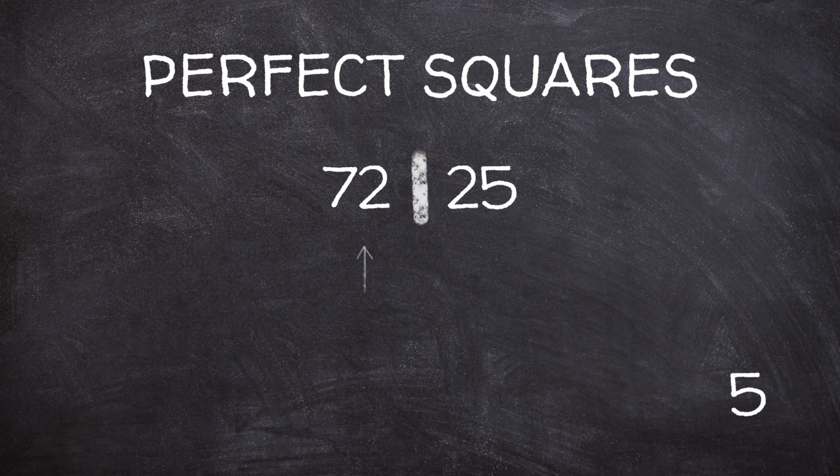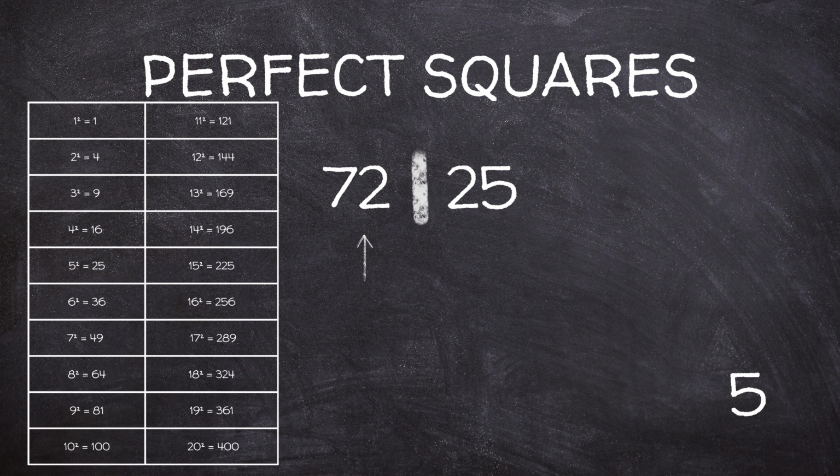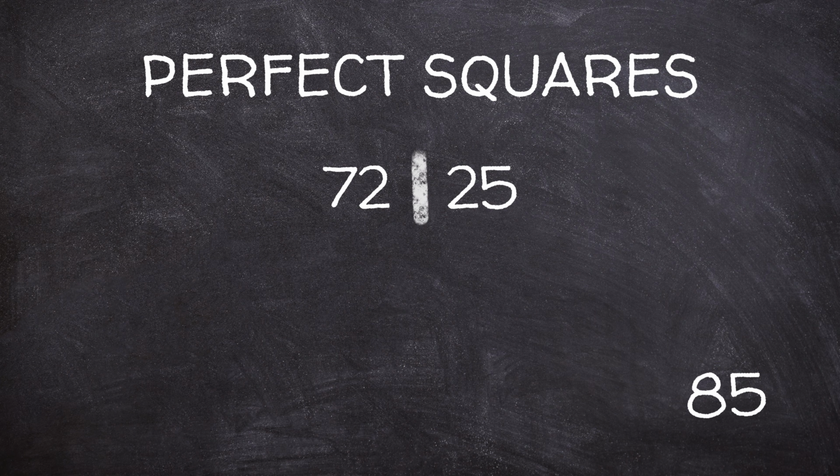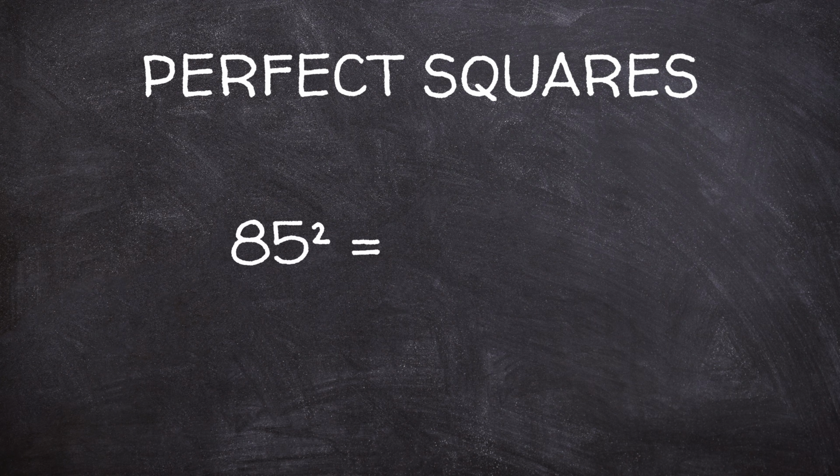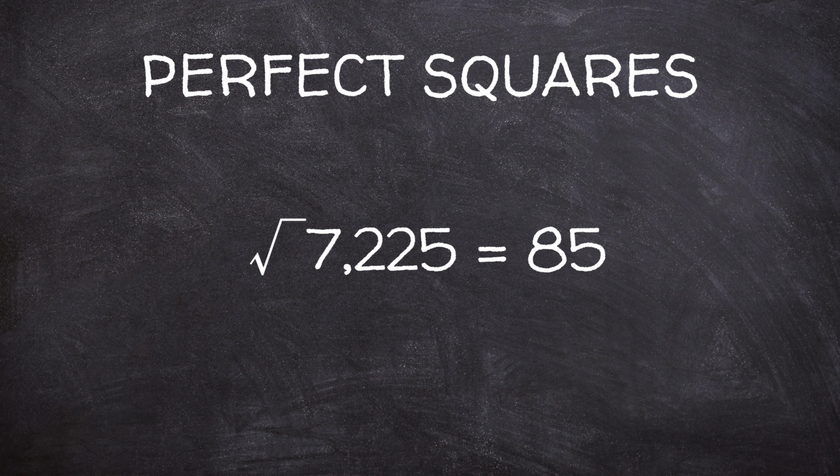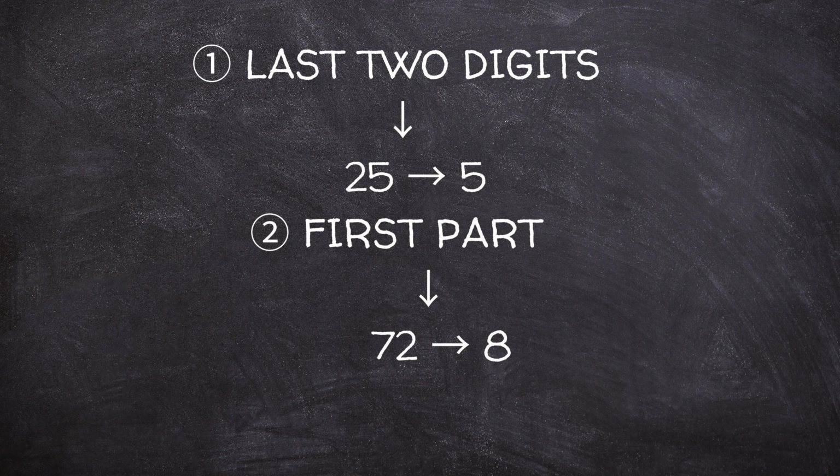Now look at the first part, 72. From our square reference, 8 is the largest number whose square is below 72. So the first digit is 8. Now we have 85, and that's our answer. 85 squared is 7225. So square root of 7225 equals 85. No long calculation, just two observations.